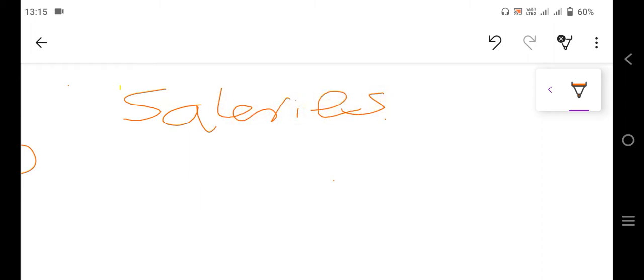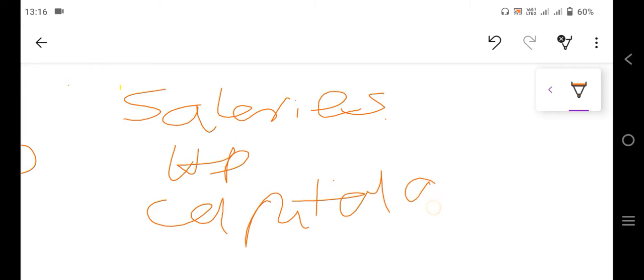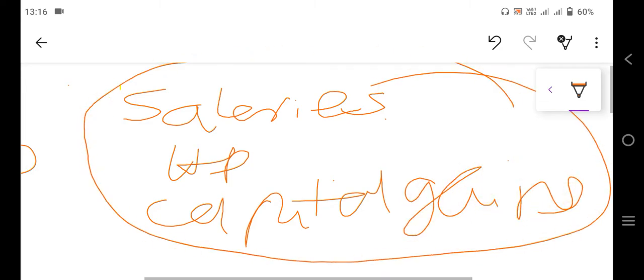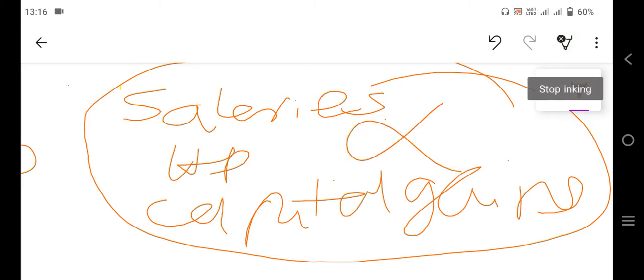So salaries, house property, and capital gains. In these three cases, the method of accounting is irrelevant to treating the amount as income. These three cases should be treated as income. Clear? Next, the method of accounting is irrelevant in these cases to consider it as income.